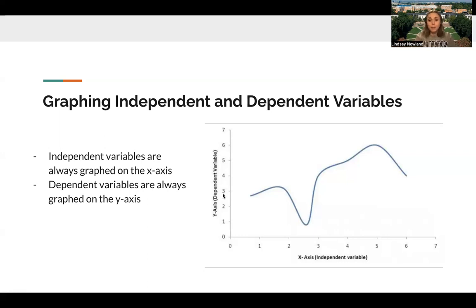It doesn't matter what type of graph you're using. If you're using a bar graph or any sort of graph, the y-axis always includes the dependent variable, whereas the x-axis has the independent variable. An easy way to remember this is that you have to lay the foundation before you can build the building, right? So you have to provide the predictor before you can receive the outcome.